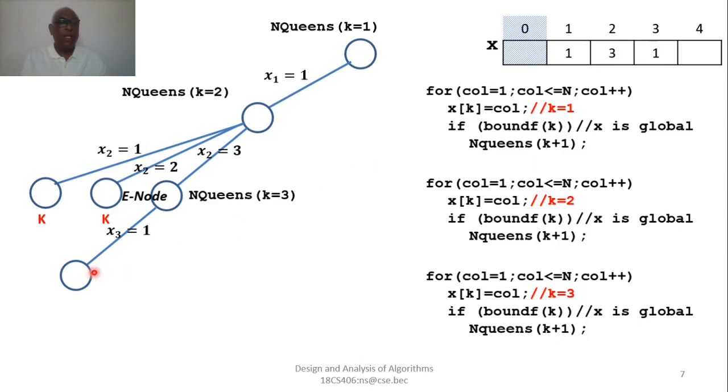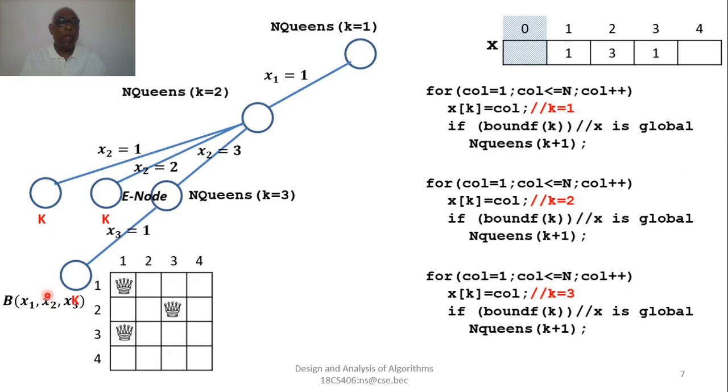Once this node is created and defines a partial solution, we apply the bounding function on this. This if statement applies the bounding function on this partial solution which is stored in the global array x, and k is a parameter to that function. What is the value of k? The value of k is 3, which means that the partial solution is available in the locations 1 to k, that is 1, 2, 3. Now the partial solution is applied to this, and this partial solution does not satisfy the bounding function. So this returns a false value. Because this returns a false value, NQueens is not called.